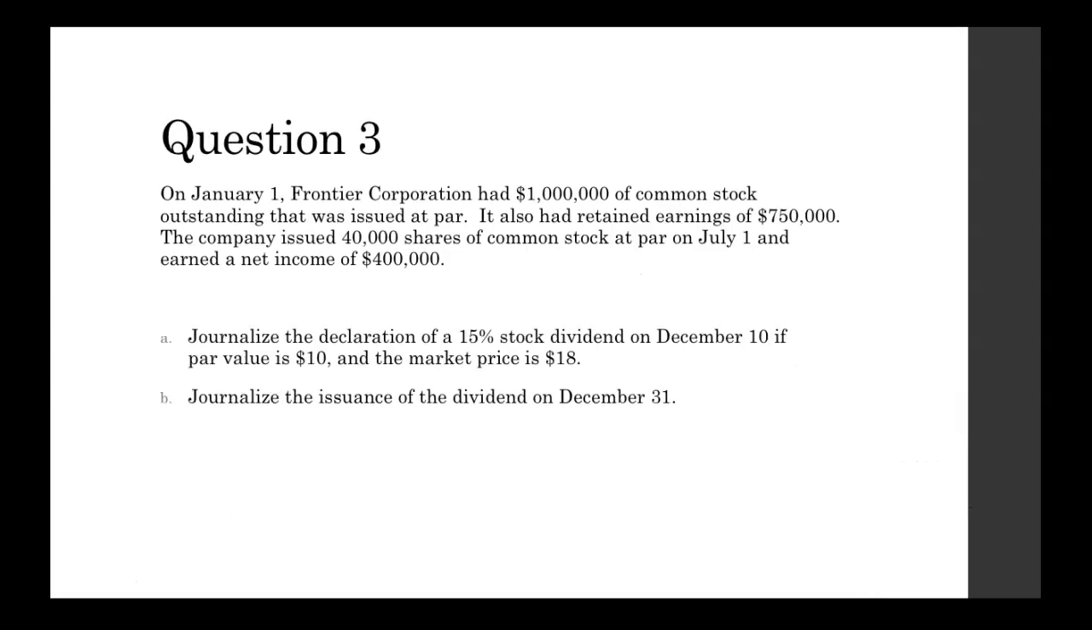All right, let's look at question number 3. On January 1st, Frontier Corporation had $1 million of common stock outstanding that was issued at par. It also had retained earnings of $750,000. The company issued 40,000 shares of common stock at par on July 1st and earned a net income of $400,000. So we need to journalize the declaration of a 15% stock dividend on December 10th if par value is $10 and the market price is $18. And then we need to journalize the issuance of that dividend on December 31st.